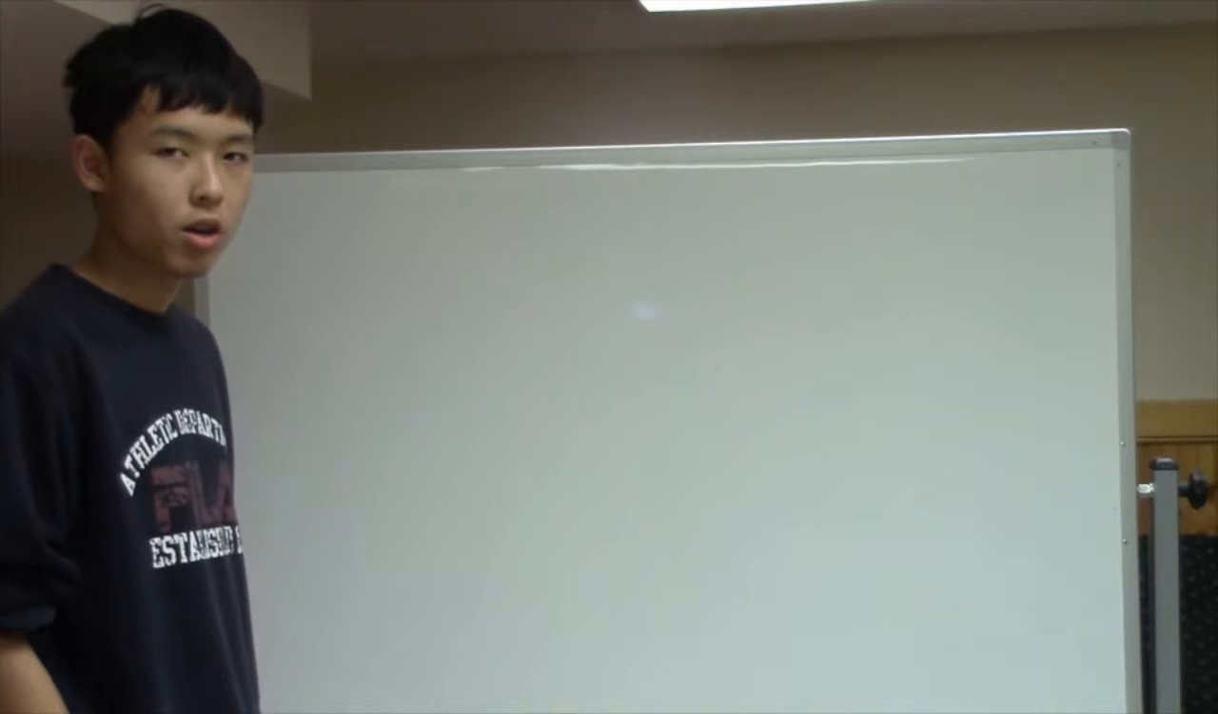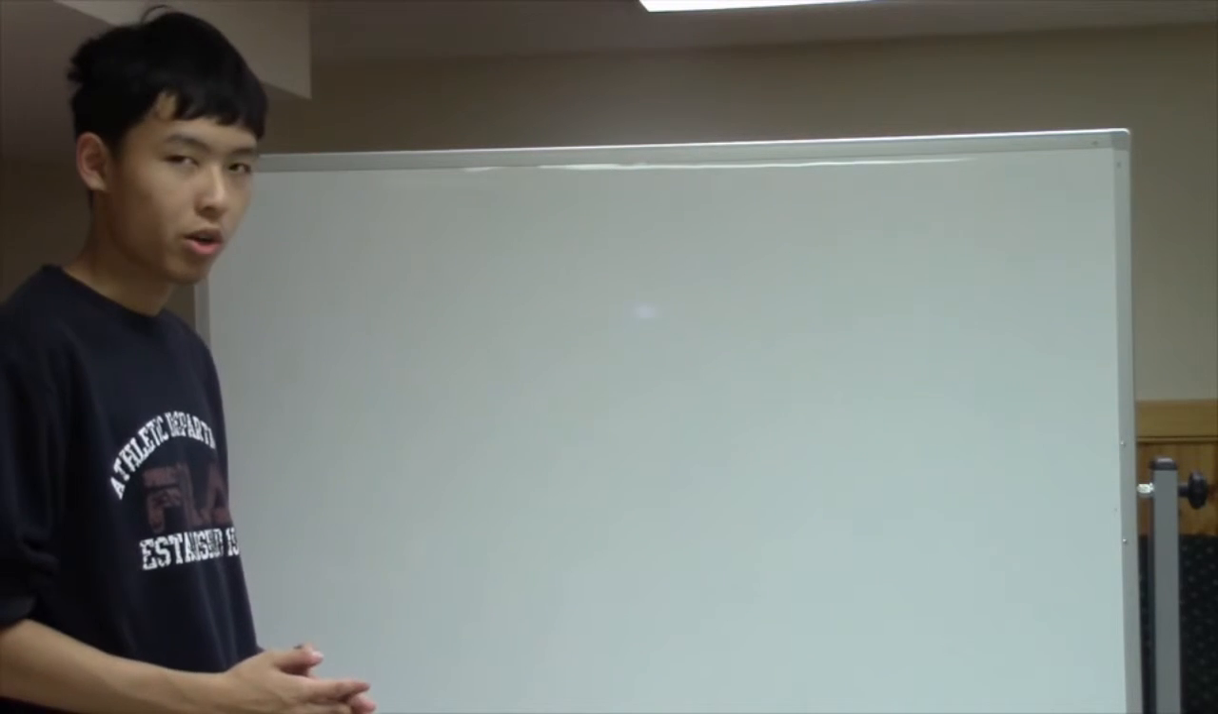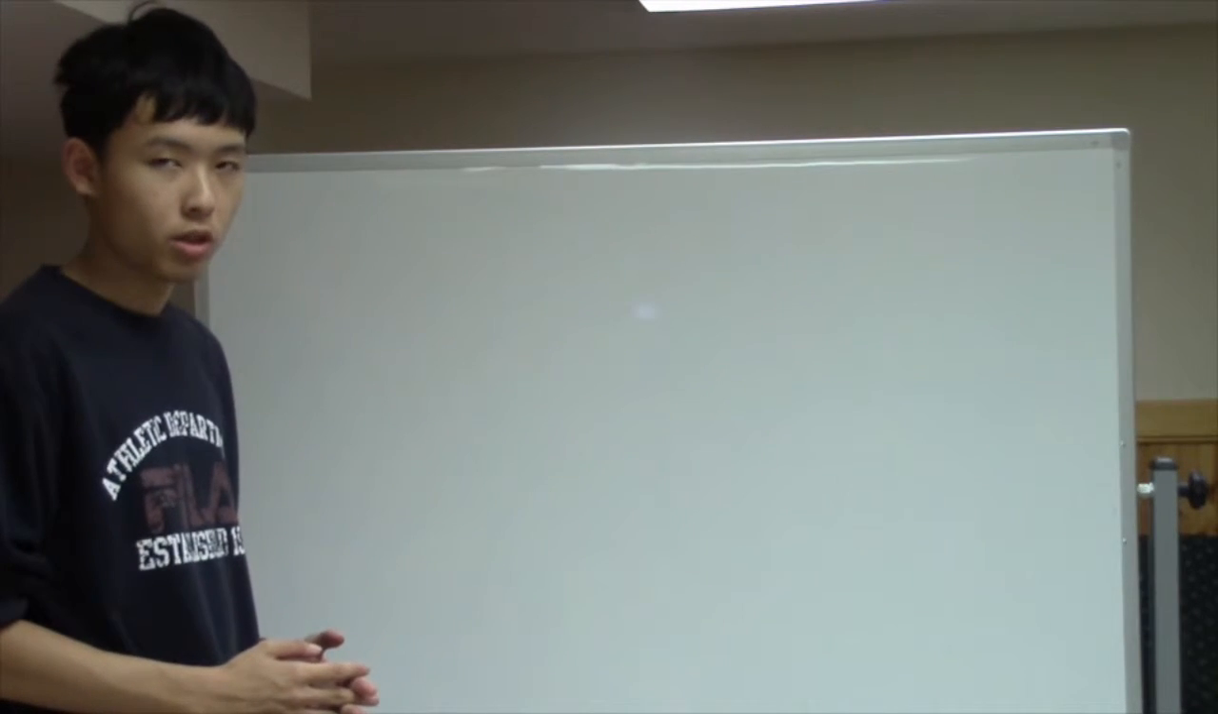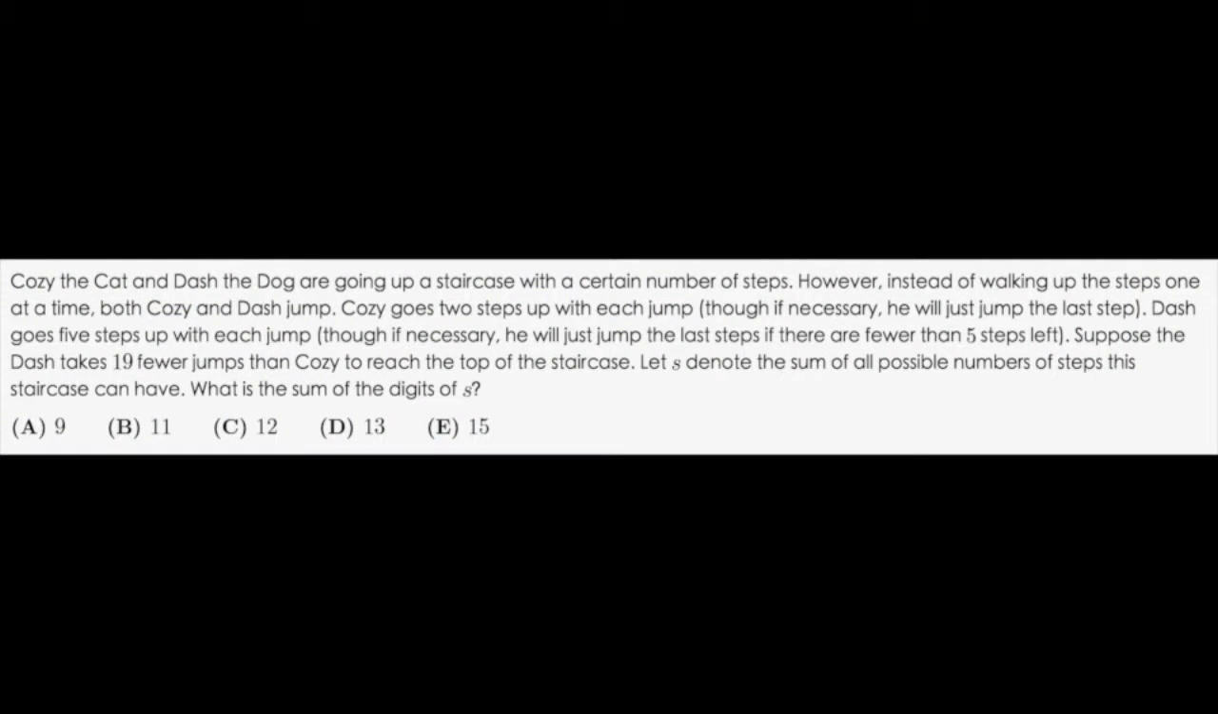Hi guys, I'm Hill. Today I'm going to do number 21 on the AMC 10B 2015. Cozy the cat and Dash the dog are going up a staircase with a certain number of steps. However, instead of walking up the steps one at a time, both Cozy and Dash jump. Cozy goes 2 steps up with each jump, though if necessary, he will just jump the last step. Dash goes 5 steps up with each jump, though if necessary, he will just jump the last steps if there are fewer than 5 steps left.